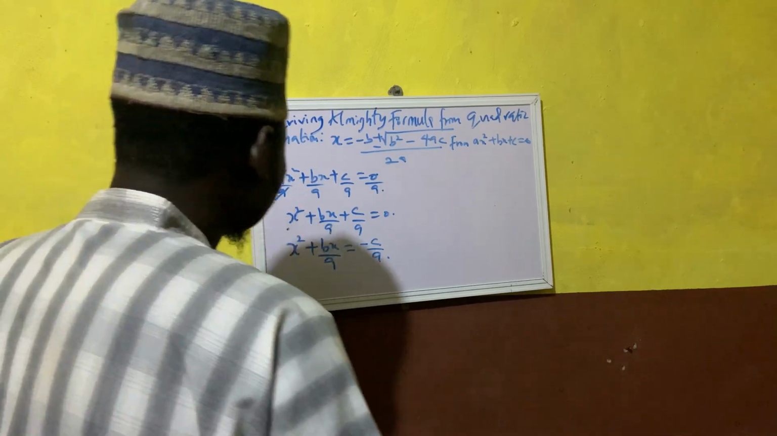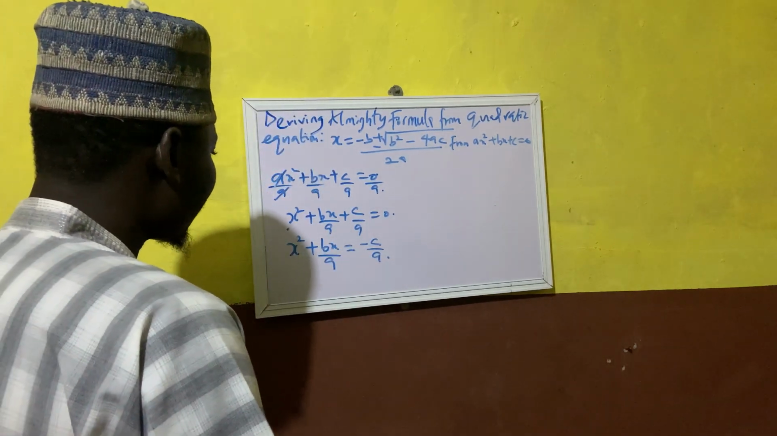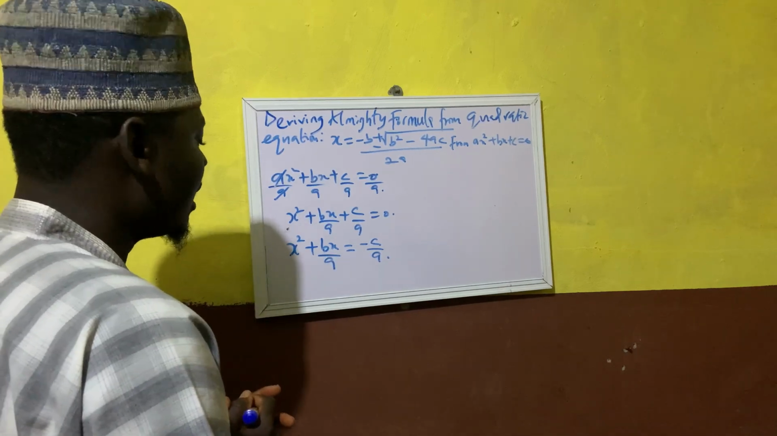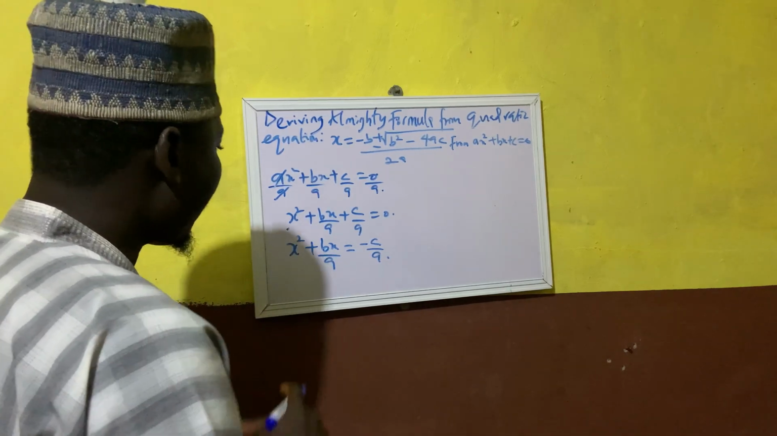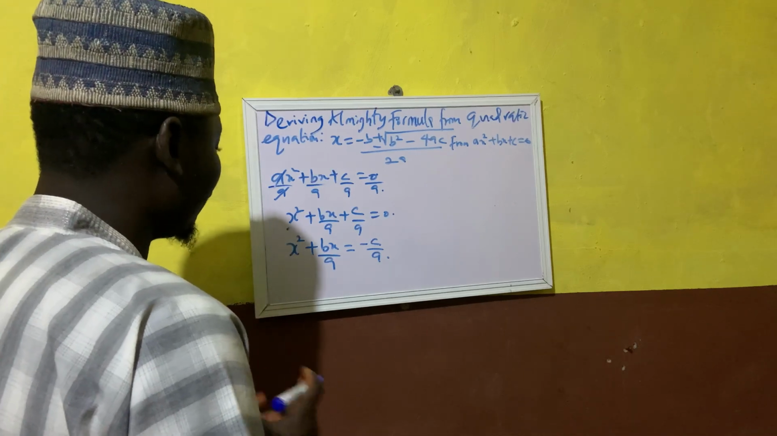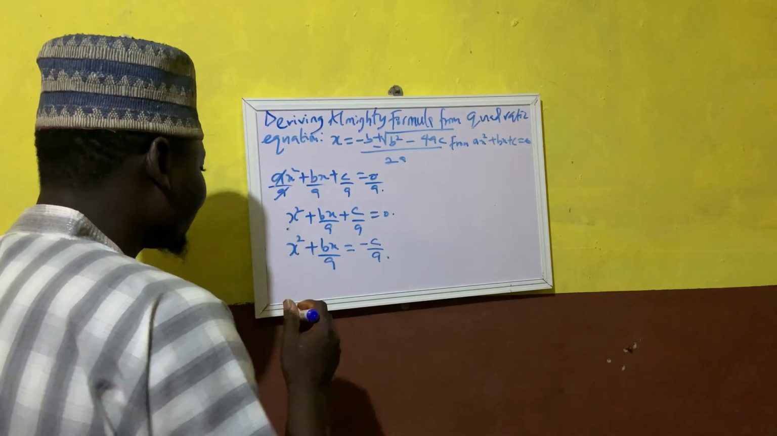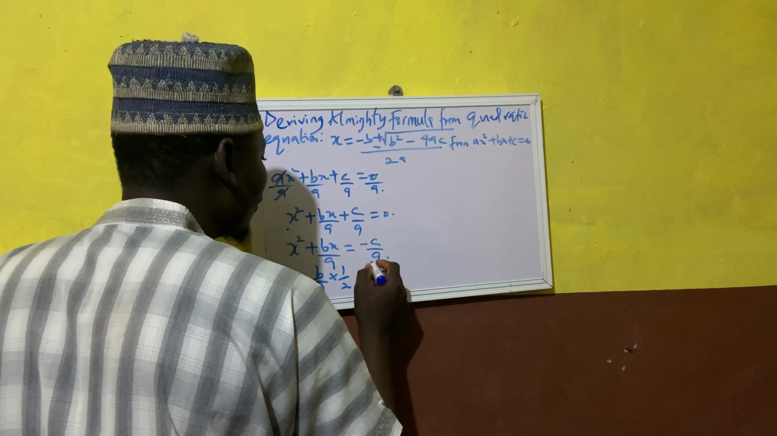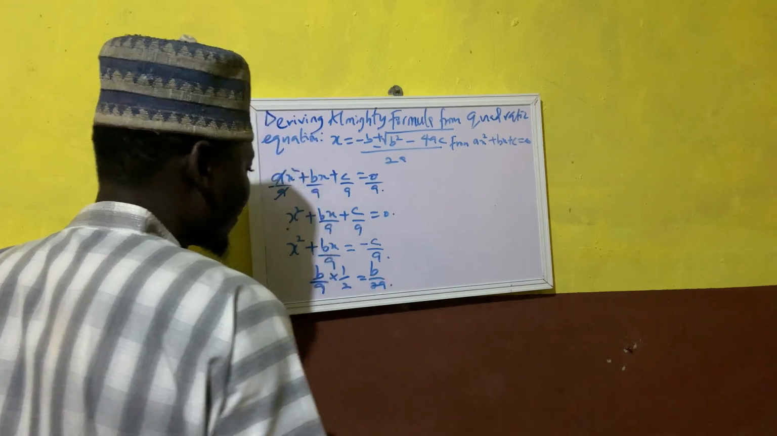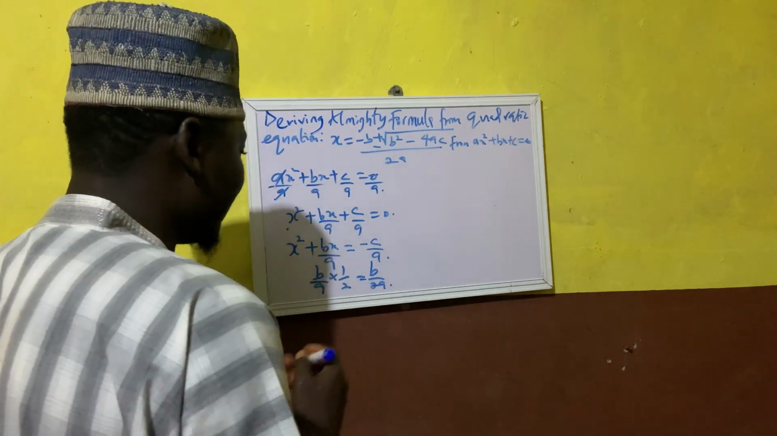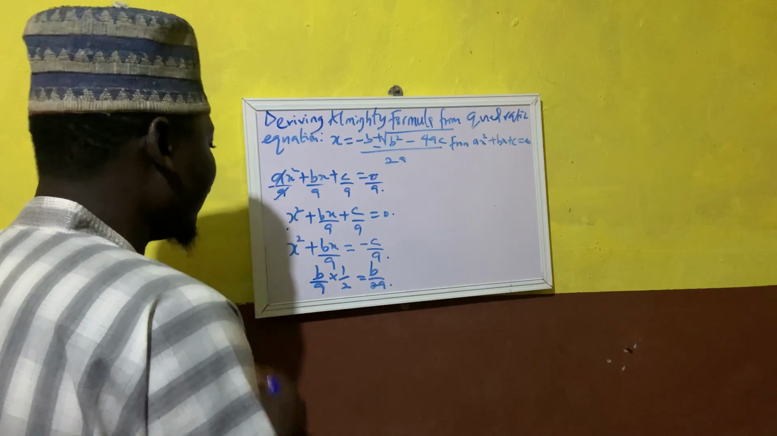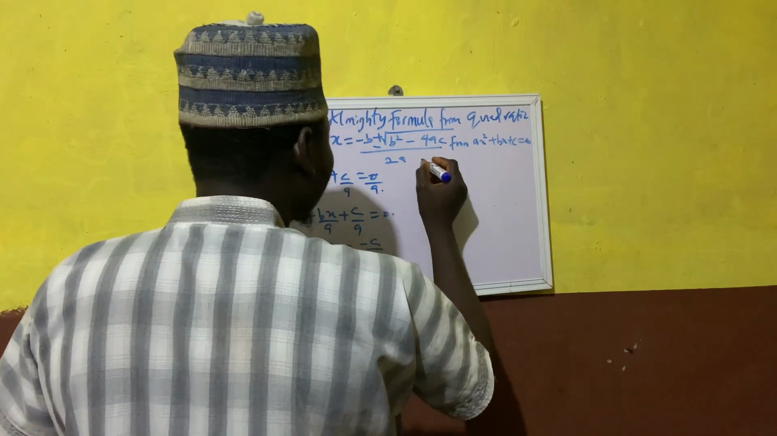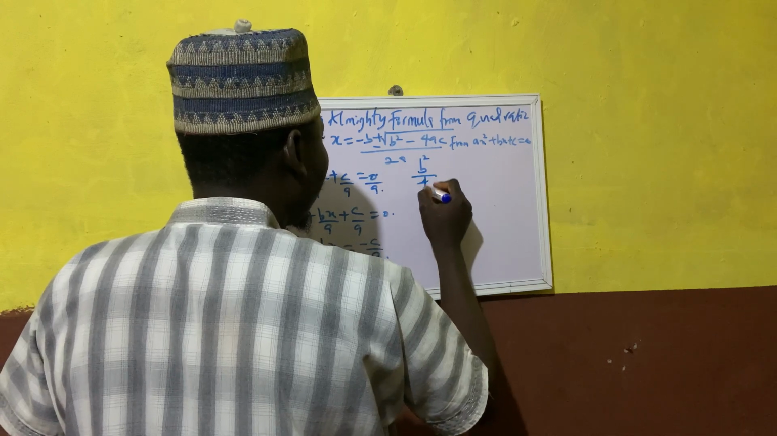So our next step again is that we'll take the coefficient of x, which is b upon a, and divide it by 2 or multiply it by 1 over 2. By that, we'll be having b upon a multiplied by 1 over 2, which equals b upon 2a. After which, we will now square it and add it to both sides of the equation. So you square it like this. When we square this, we'll be having b squared upon 4a squared.